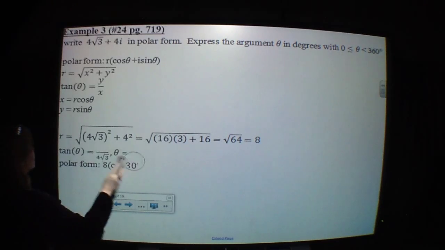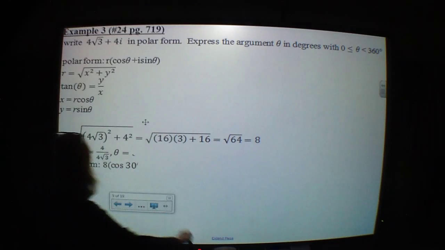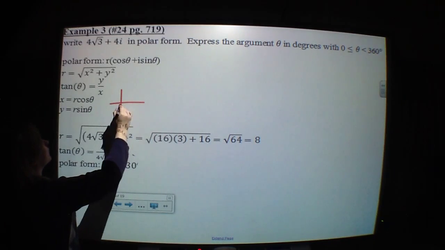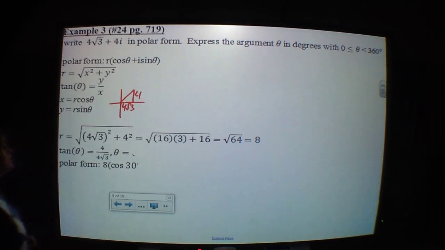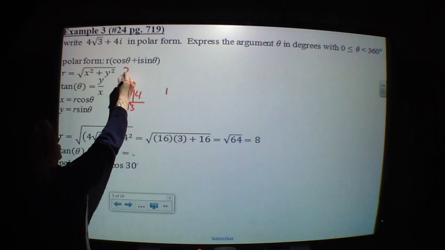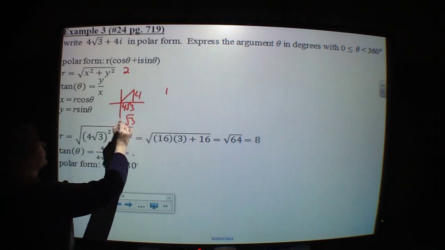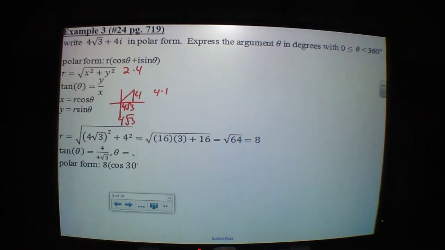For the polar form of this, we have to figure out theta, because here's the polar form. It gives us the theta. Tangent of theta is my y over x. The y is 4, the x is 4 radical 3. This is a triangle, you know. You draw it out: 4, 4 radical 3. This is basically a triangle that has a ratio of 1, 2, radical 3. But here it's 4 times radical 3, 1 times 4, and 2 times 4. So it's a 30-degree triangle. So theta is equal to 30.